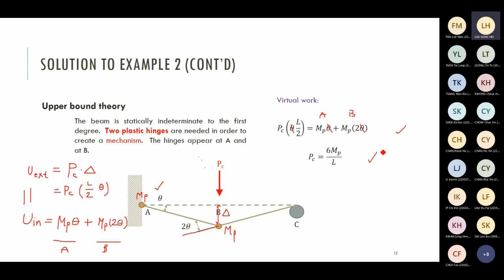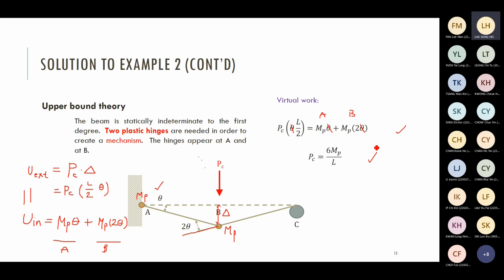According to the upper bound theorem, it takes just 2 steps to estimate the collapse load. There's no need to know the elastic moment diagram. If you need to draw the moment diagram, I believe it may take you maybe 30 minutes or 1 hour, much longer. So when the problem gets more complicated, you can start to see the advantages of using the upper bound theorem. But you need to develop your skills to predict the location of plastic hinges.